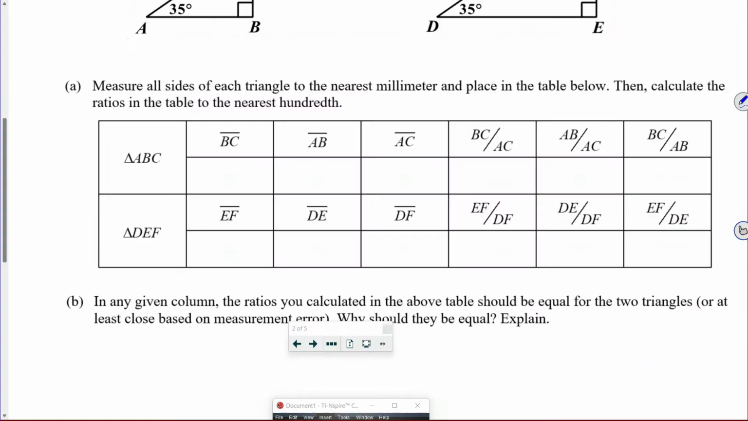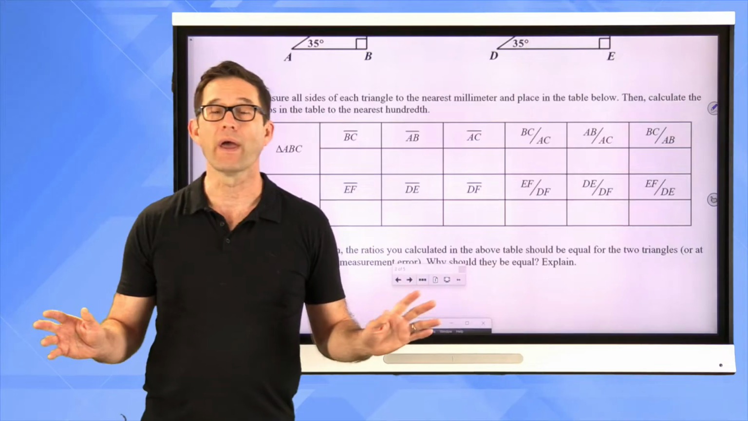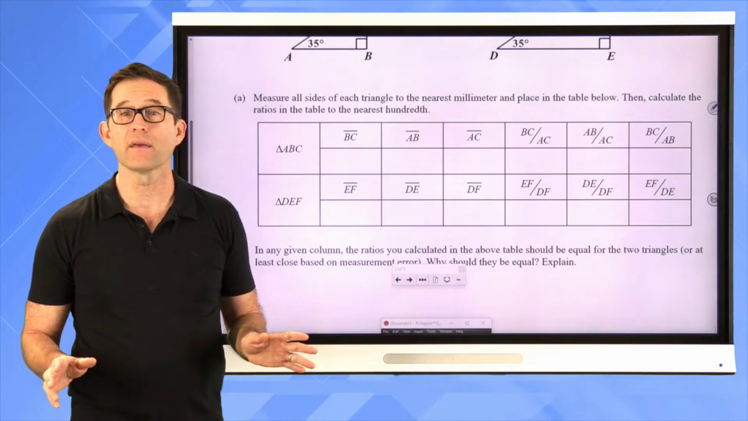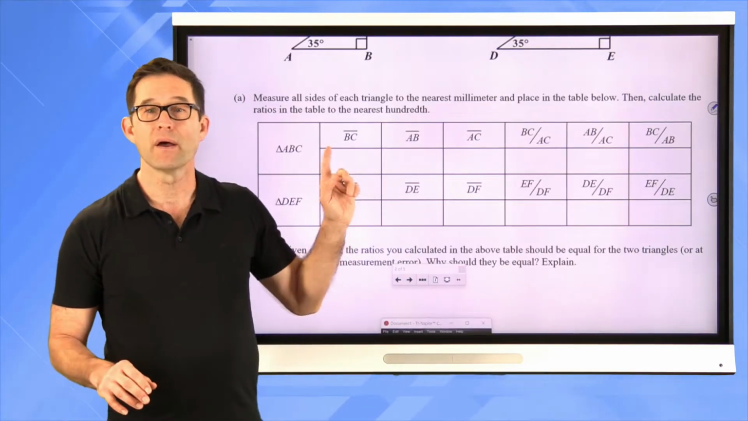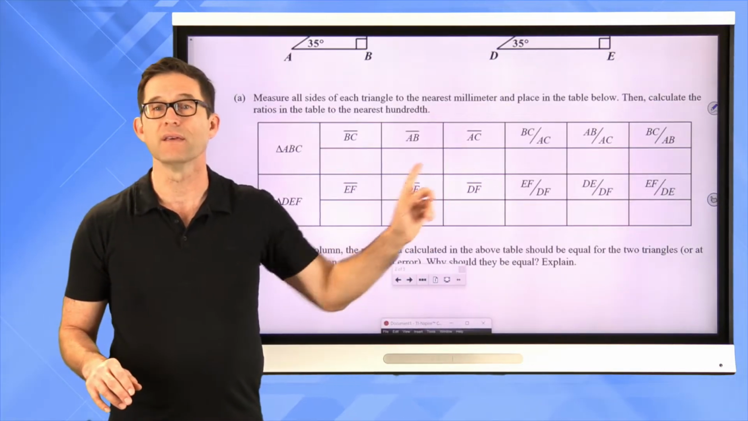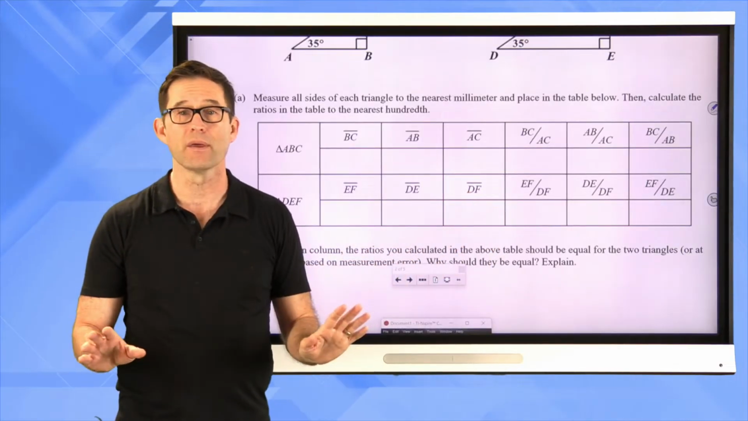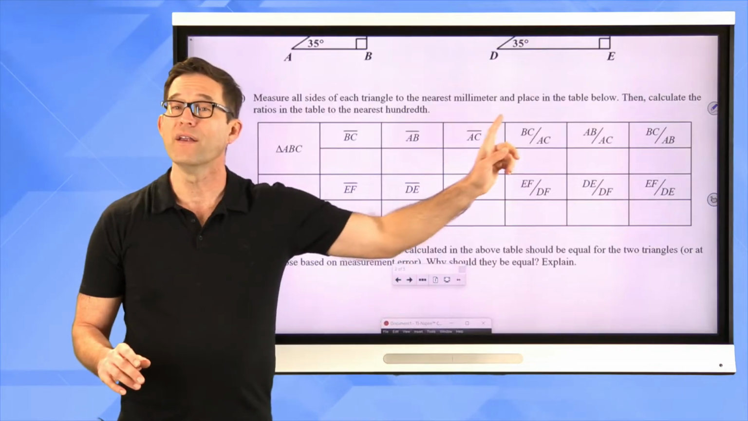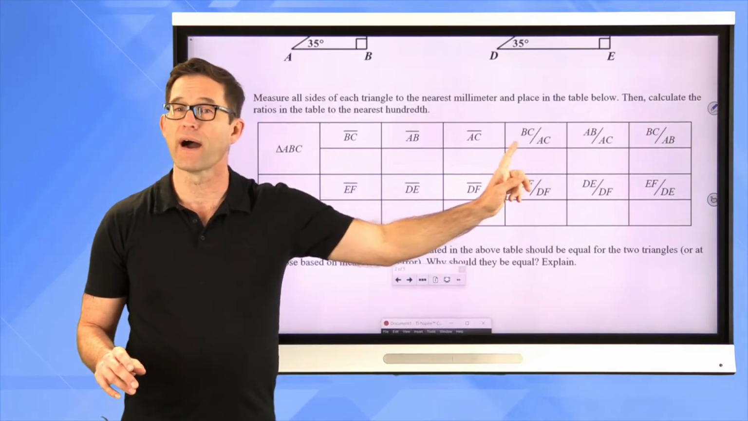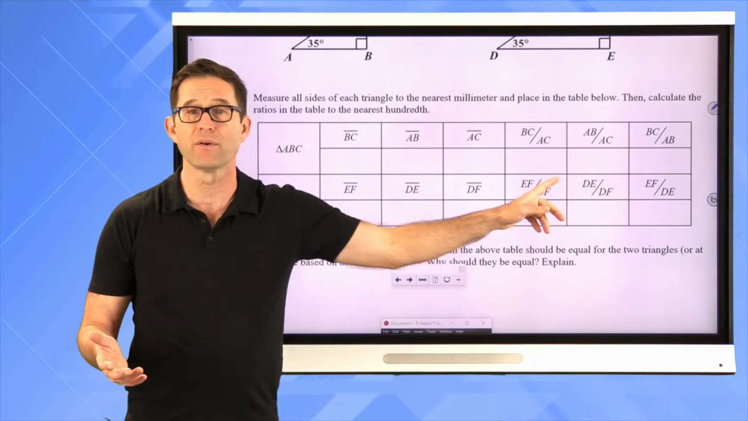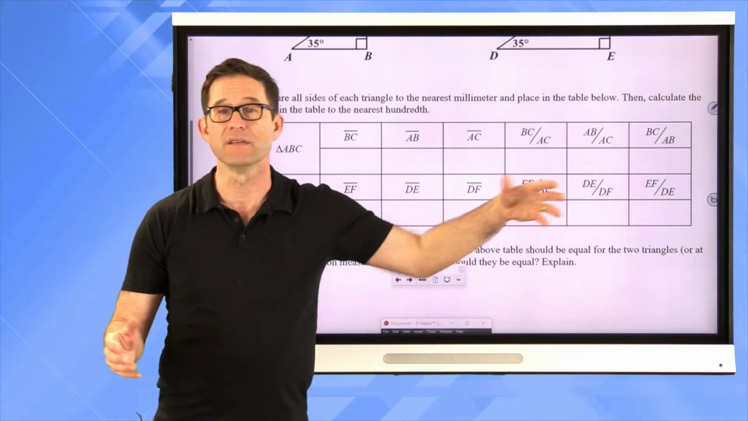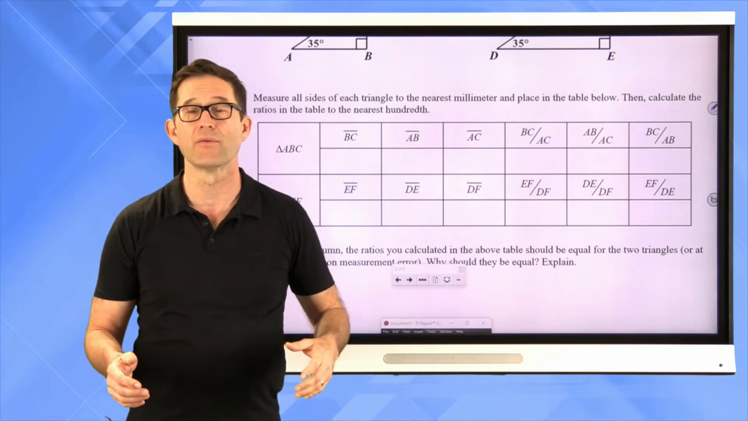Letter A. Measure all sides of each triangle to the nearest millimeter and place in the table below. Then calculate the ratios in the table to the nearest hundredth. So let's just be very clear. I want you to take your ruler out, and I want you to measure the length of BC, AB and AC, EF, DE, and DF. Once you have those to the nearest millimeter, do the best job you can. Then do BC divided by AC on your calculator. You're going to get some decimal, round that to the nearest hundredth. AB divided by AC, you're going to get some decimal, round that to the nearest hundredth, etc.